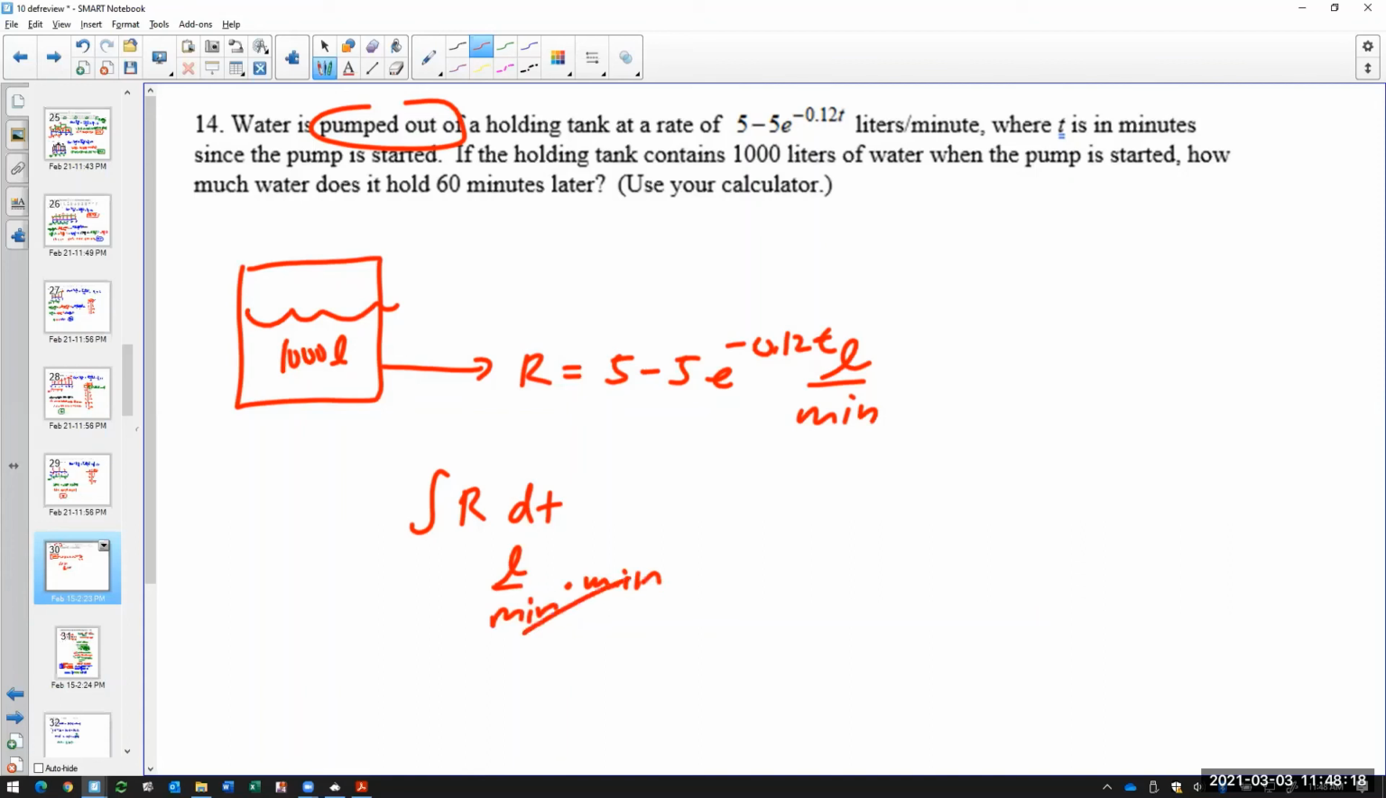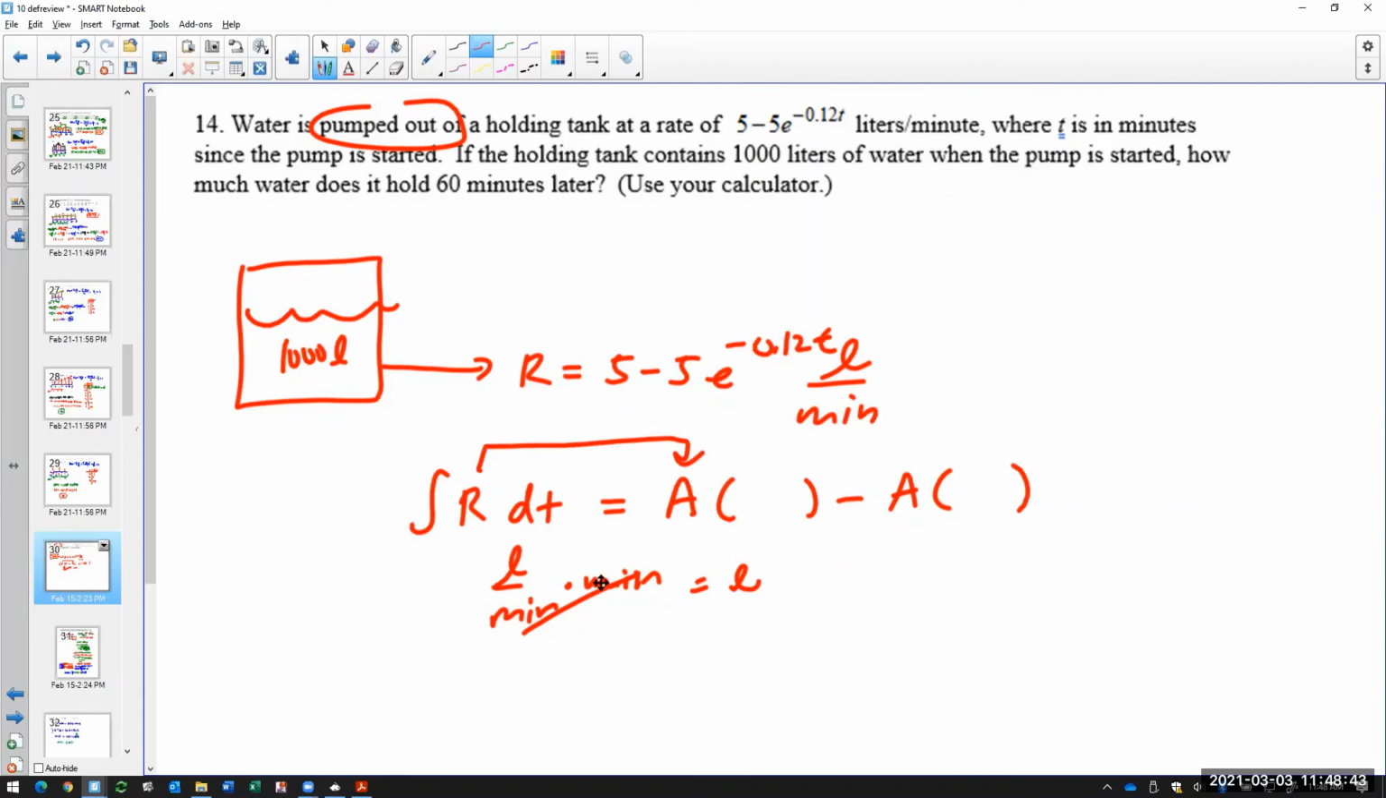dt is minutes. The minutes will cancel out, I'll get liters. So guys, if you integrate a rate, you get an amount of change. This is going to be liters minus liters. So it'll be like the amount, I'll just say A, the amount of water minus the amount of water. I don't know what letter it would be, but if this were R, this would be the antiderivative of R, right? We know that because of the first fundamental theorem of calculus.